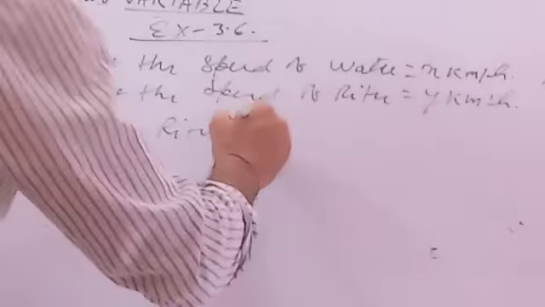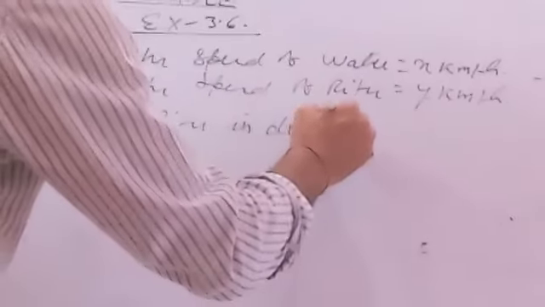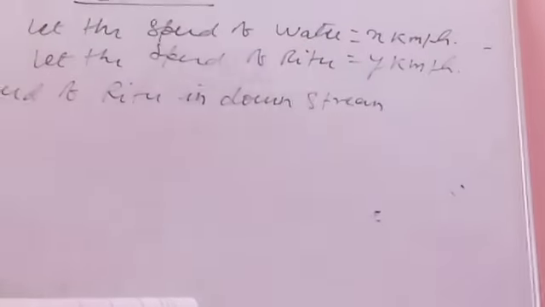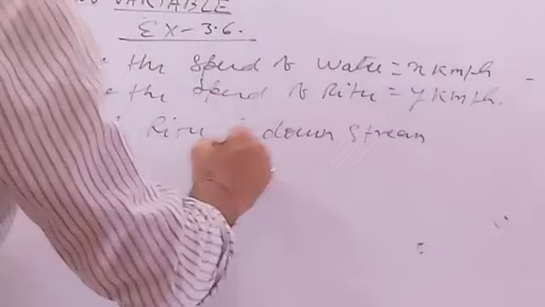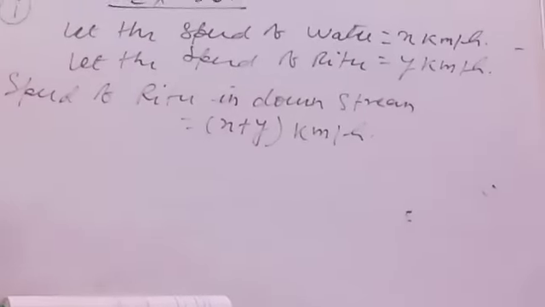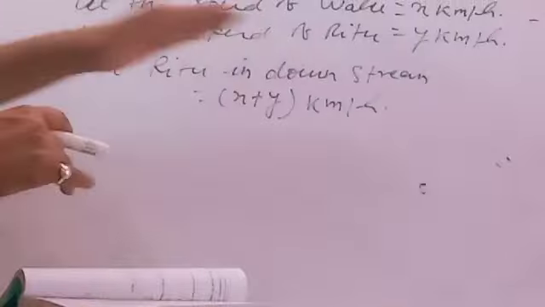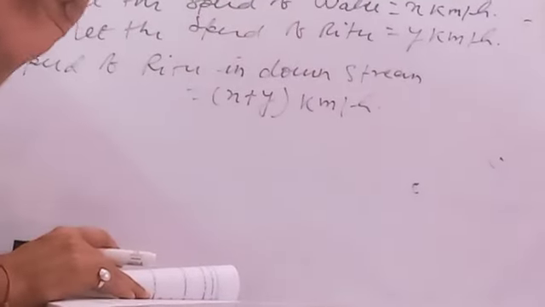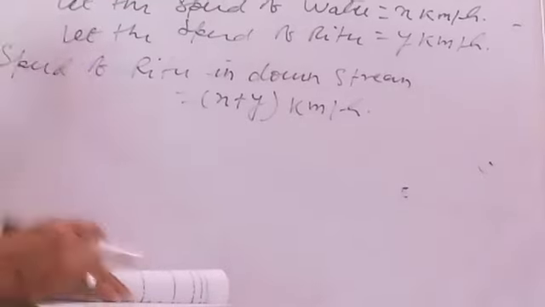So the speed of Ritu in downstream, you know what this is? In downstream, this would be x plus y kilometer per hour. See, what is the meaning of downstream? While any object is rowing along with the stream, let the speed of water be the speed of the stream.